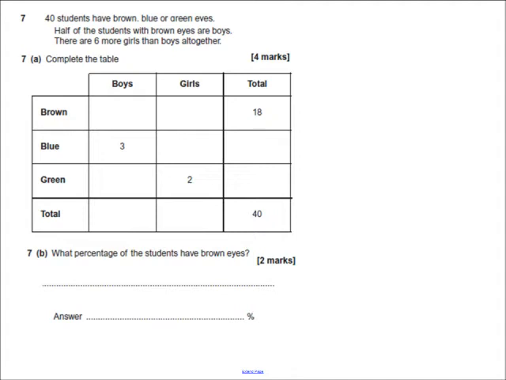Question 7 is looking at a two-way table of 40 students with various colours of their eyes. And they've given us a couple of clues to help us complete the table, which is what they're asking us in question 7a. So half the students with brown eyes are boys. So this is saying that 18 can be divided by 2 to say that 9 boys have brown eyes, which leaves 9 girls with brown eyes.